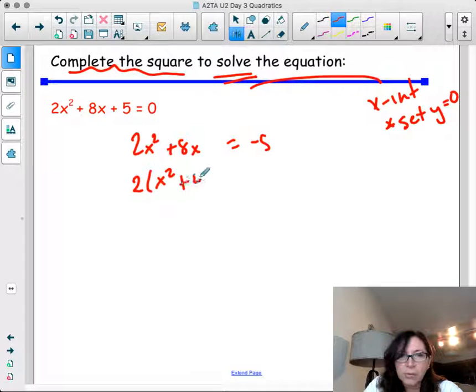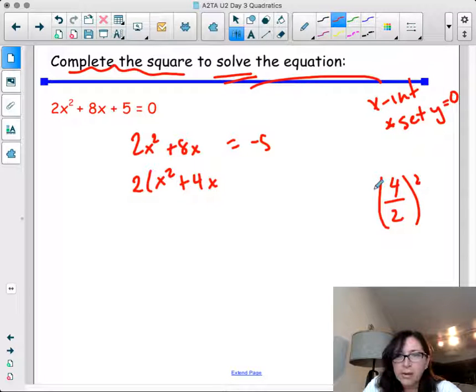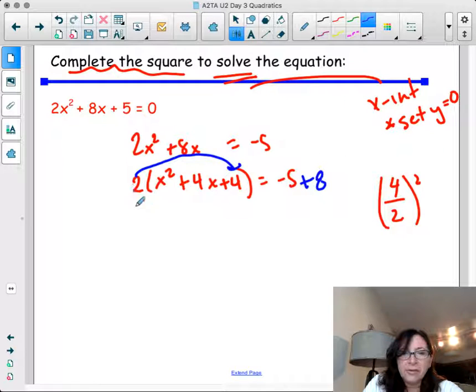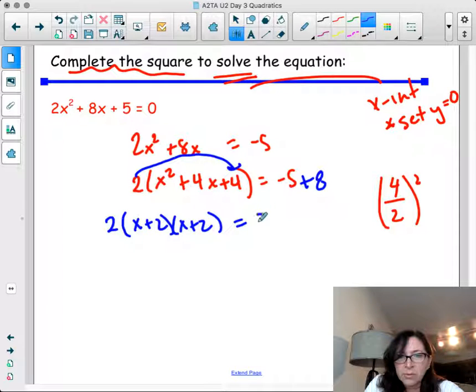So I have x squared plus 4x. Now, to complete the square, I take half of 4, which is 2, and then I'm going to square that. So that's 4, so I'm adding 4 to this side. But keep in mind, what I really added was not 4, but 2 times 4, which is 8. So we've got 2 times x plus 2, quantity squared, is equal to 3. And I'm going to simplify that: x plus 2 quantity squared equals 3.